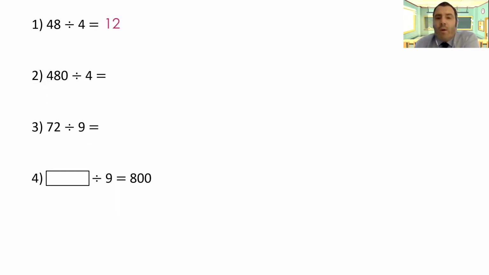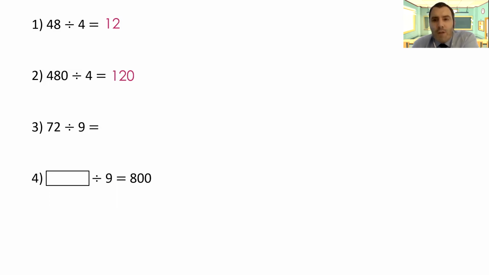Now, looking at the second question, yes, it's a 3-digit number. But look back at question 1, what's different and what's the same? We're still dividing by 4. We've still got 48 in there, except this time it's 480. So it's 10 times bigger. So if one of the numbers in the question is 10 times bigger, the answer needs to be 10 times bigger. It's going to be 120.